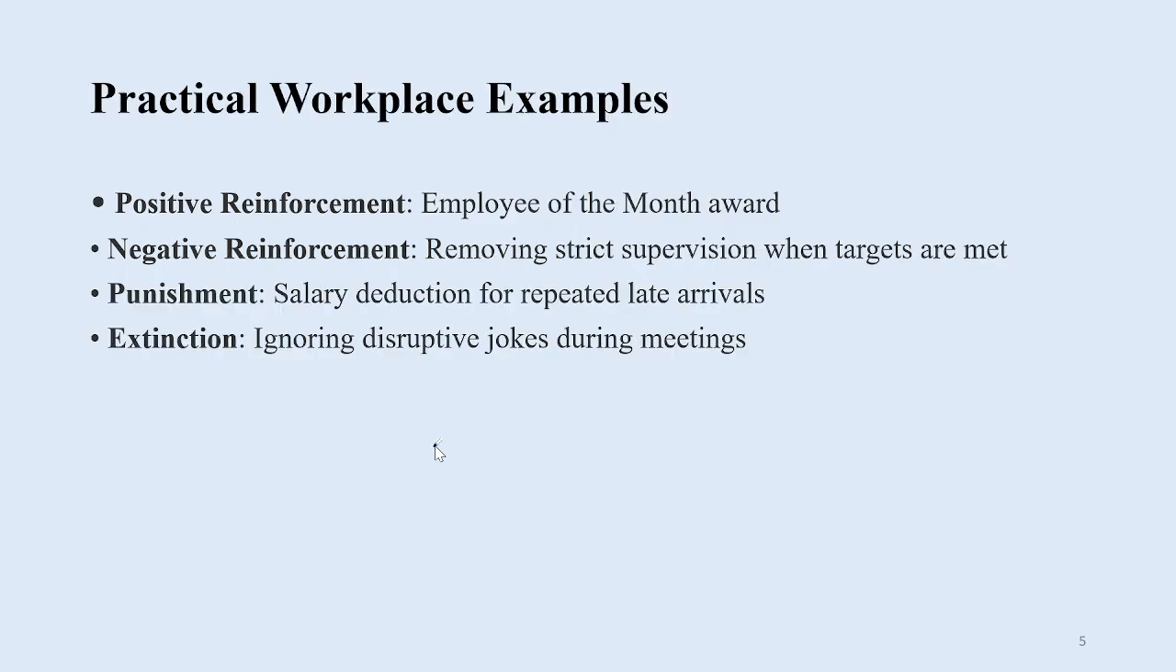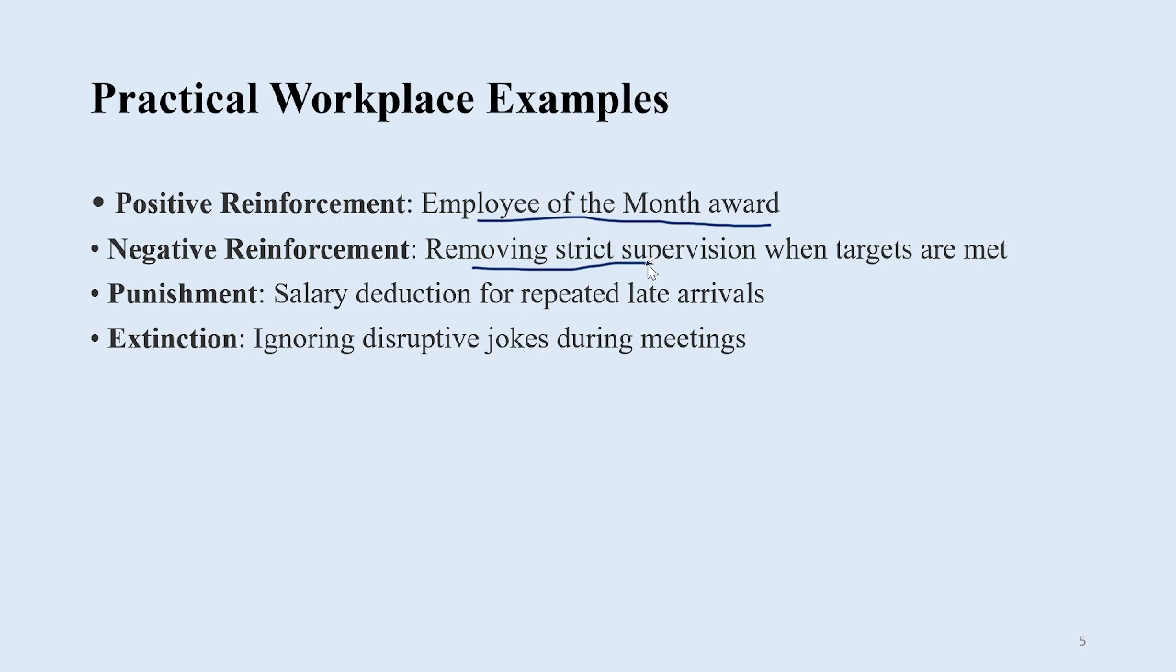Let's just understand them more with practical workplace examples. We can say that positive reinforcement is the employee of the month award, that is a non-monetary positive reinforcement. A negative reinforcement example can be removing strict supervision when targets are met. Okay, let's just get into it. Take an example. Organization has set targets, but employees are not meeting those targets. So the organization sets strict supervision on them. Now that strict supervision was pressurizing them, making them uncomfortable. So from the next time, to avoid that strict supervision, they will meet the targets on time.